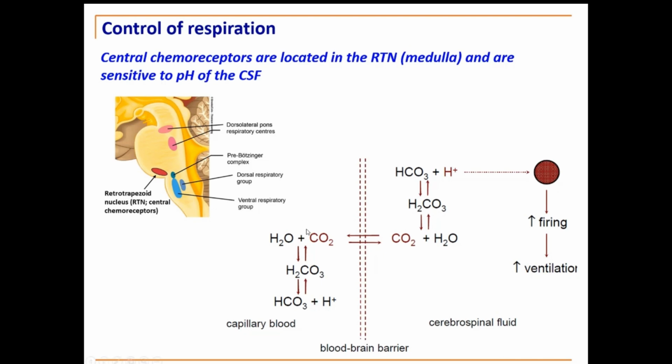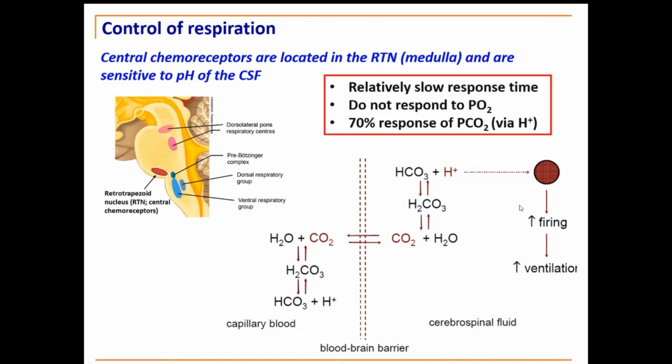So the CO2 that crosses from the blood into the CSF is then converted by reacting with water to form your bicarbonate and your hydrogen ions, your protons, such that those protons can then bind to the receptor, leading to an increase in firing and an increase in ventilation. Basically, the more CO2 you have in your blood, the more hydrogen ions you have in your CSF, and the greater your ventilatory rate becomes.